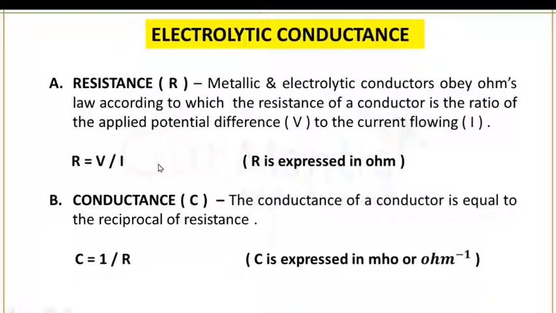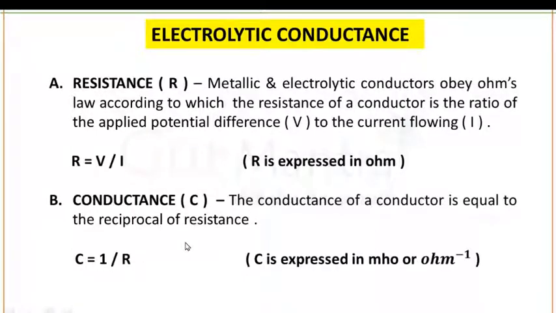The second term is conductance. Conductance is always denoted by the symbol capital C. It is the degree to which an object conducts electricity, calculated as the ratio of the current which flows to the potential difference present. That's why the conductance of a conductor is always equal to the reciprocal of resistance, that is, capital C is equal to 1 by R.